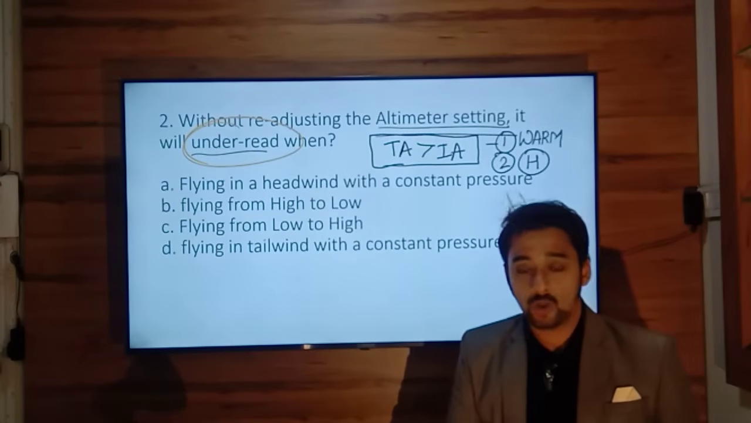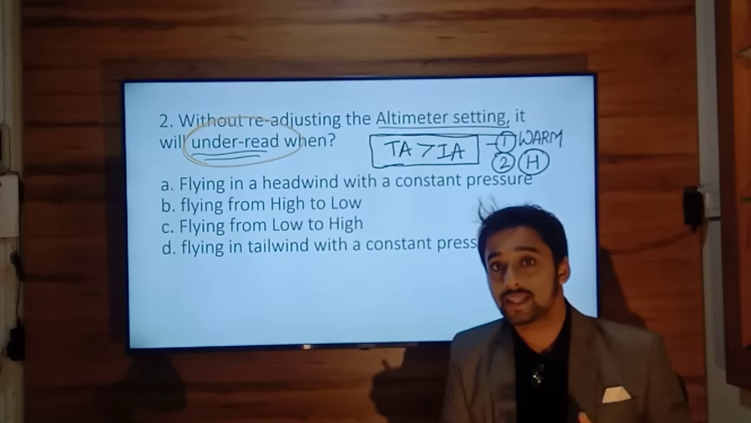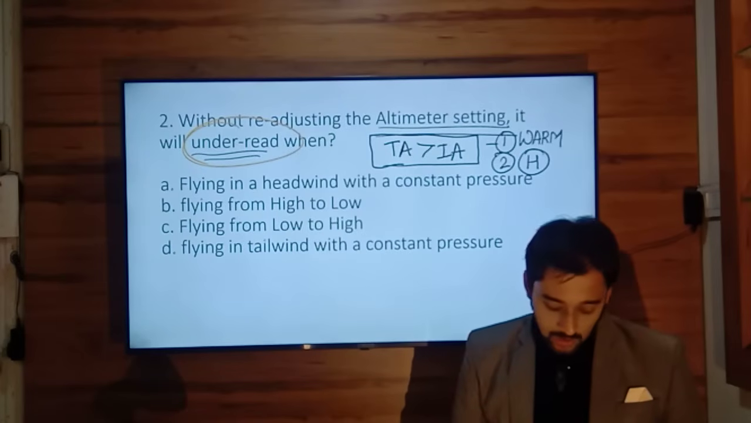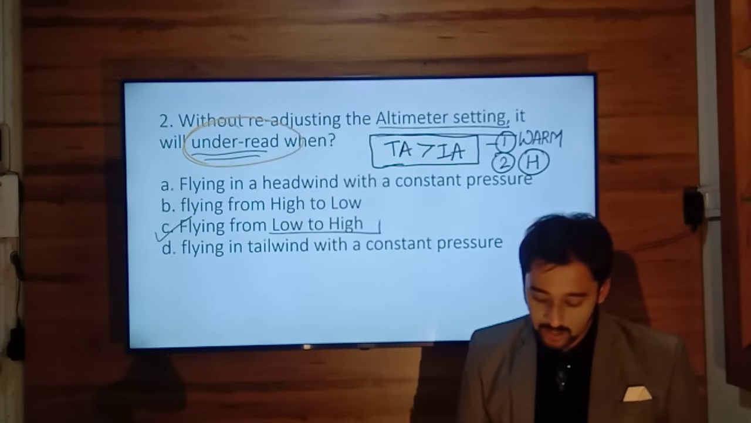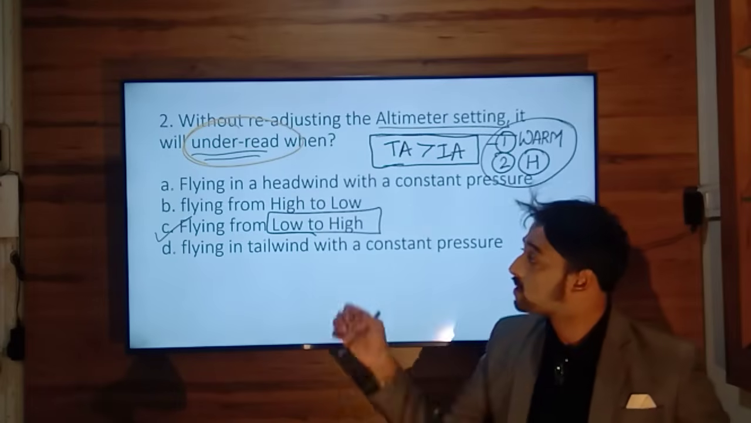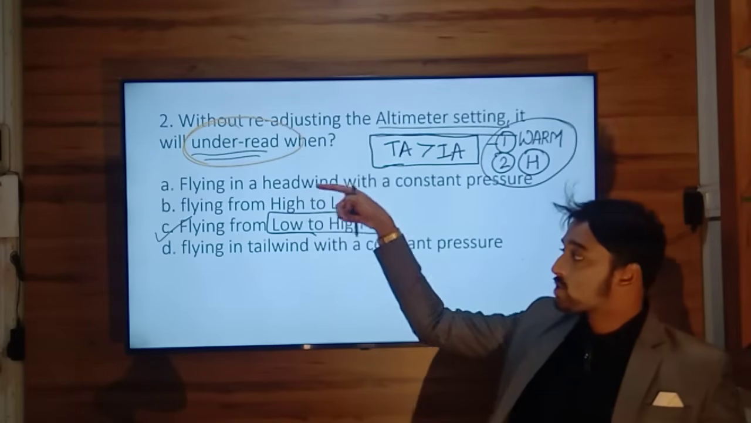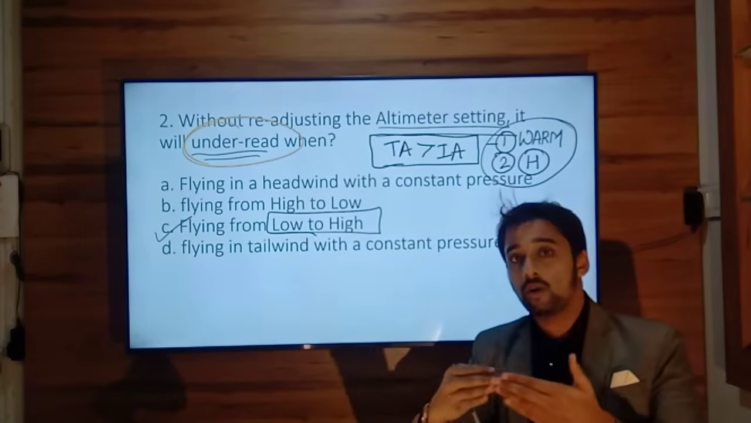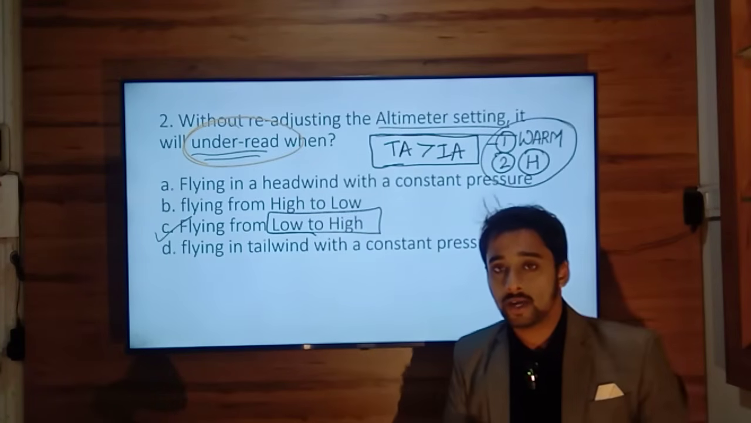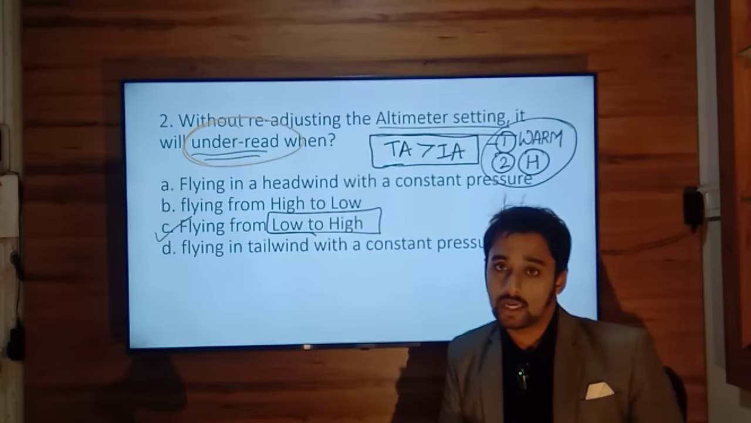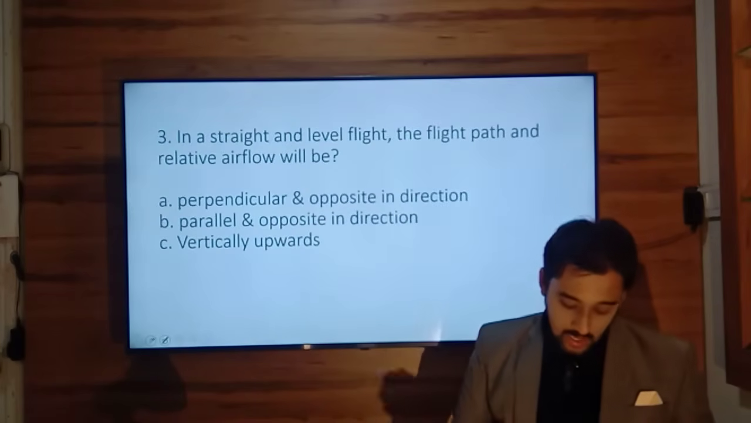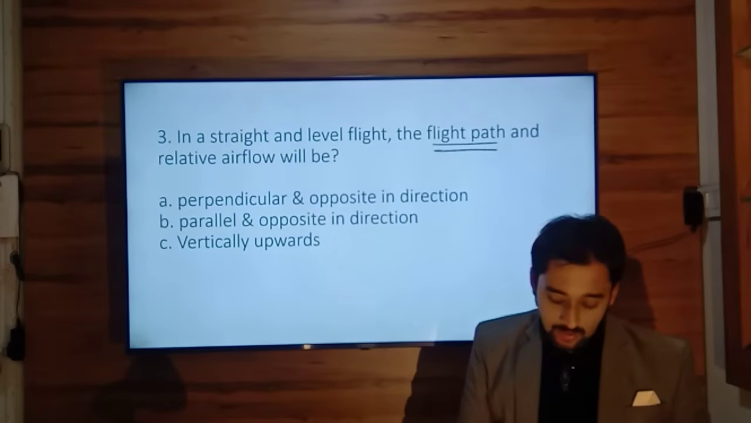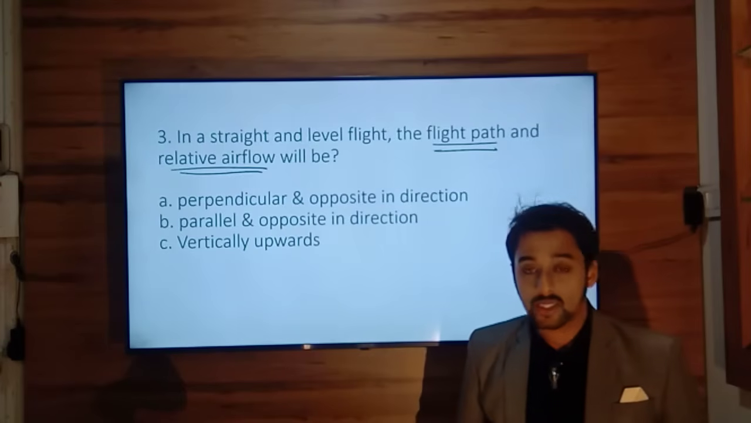So underreading means what? To underread means to indicate less than the real altitude. So the correct answer will be when you are flying from low pressure to high pressure. Either of these two possibilities should exist in your options. So we have high pressure, you go to a high pressure area, and as a result of that your indicated altitude decreases.